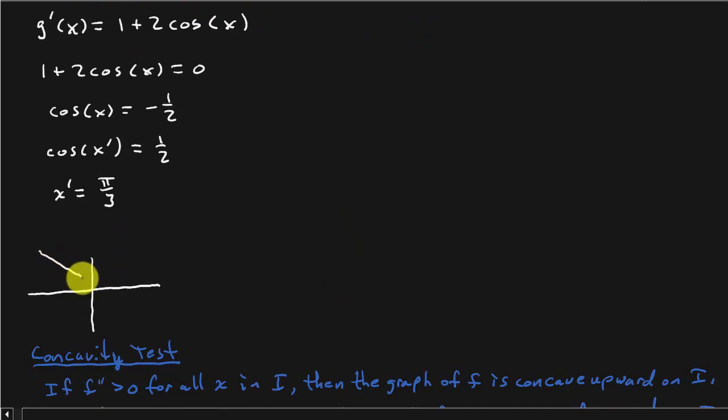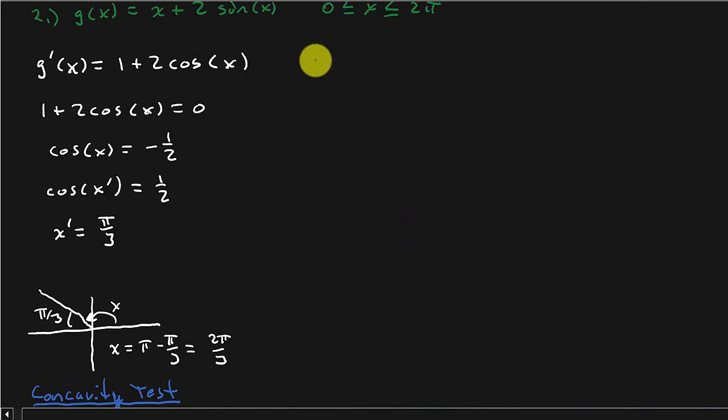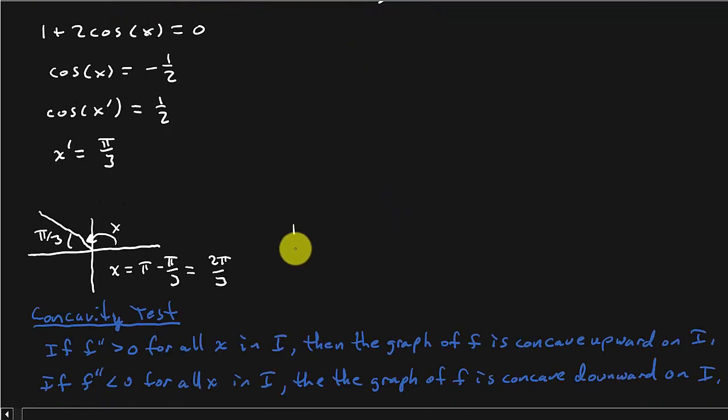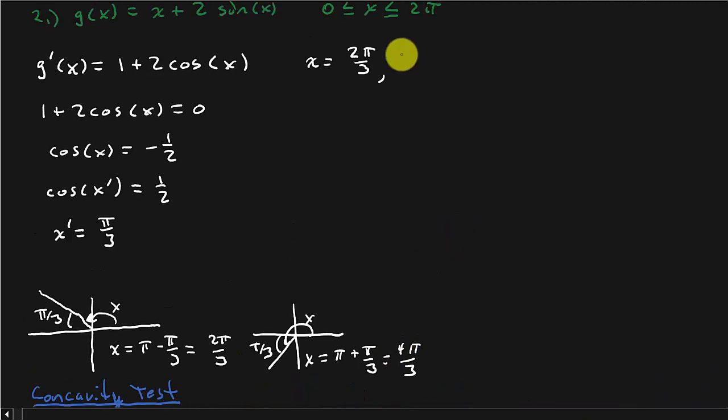So I need to find my second quadrant angle. There's my reference angle. There's x. And so here x is equal to pi minus pi over 3, which is 2 pi over 3. And so I get x is equal to 2 pi over 3. And then I need to get my third quadrant angle. There's pi over 3. There's x. And so x is equal to pi plus pi over 3, which is 4 pi over 3. So that's going to be 4 pi over 3.